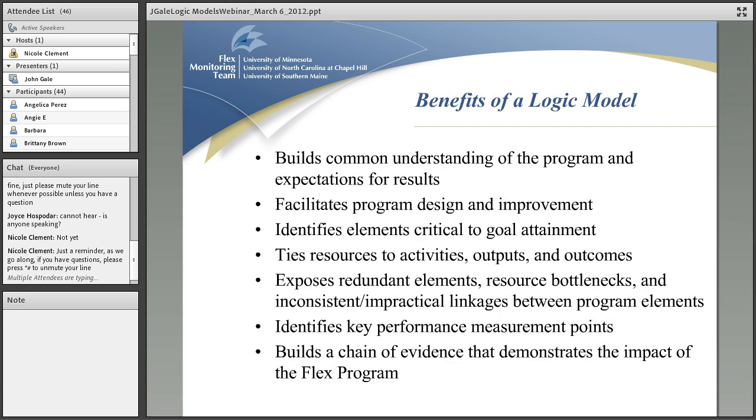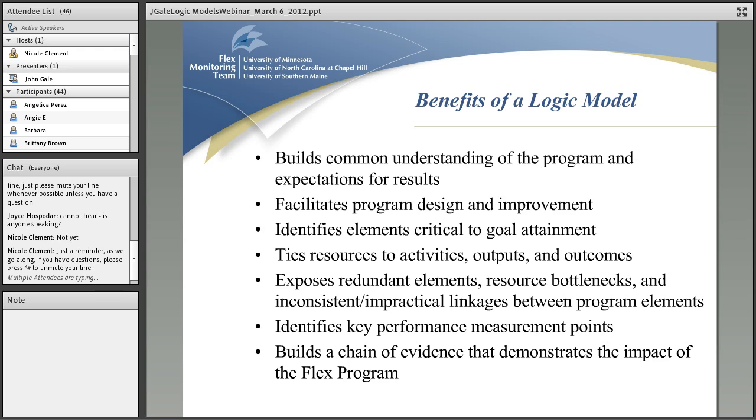As we go through the benefits of a logic model: it builds common understanding of the program and expectations for results. It's very important to share logic models not only internally with the staff, but with the hospitals you're working with. They have something to say. They're the vehicle by which your program will have its impact, so it's important to engage them. And it's important that everyone understands what we're trying to accomplish.